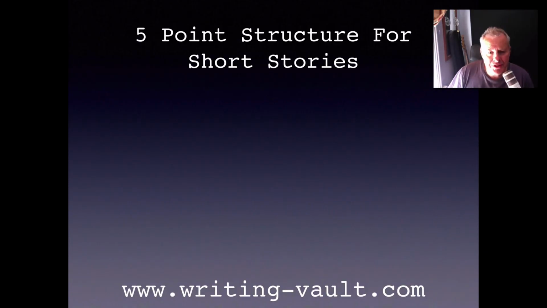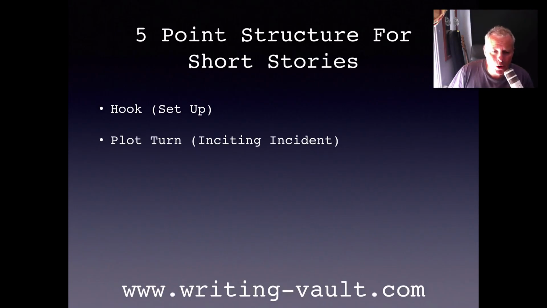So, just a quick refresher of your memory. The Dan Wells story structure is 7 points, but I've taken 2 out and made it a 5-point structure for short stories because I think 7 points has just a little too much information. The first point is the hook or the setup. Then you've got plot turn 1 or the inciting incident. You've got the midpoint, you've got plot turn 2, and then you've got the resolution.